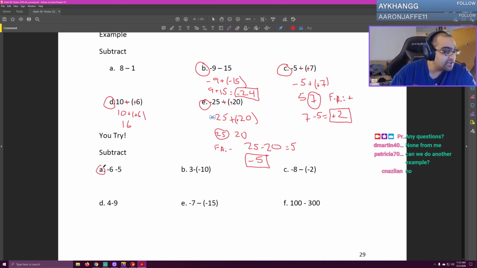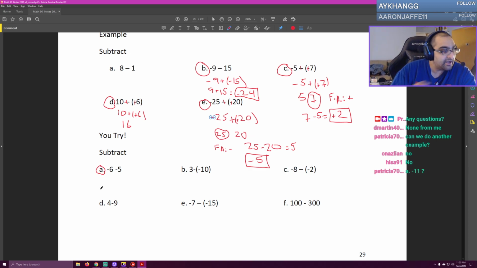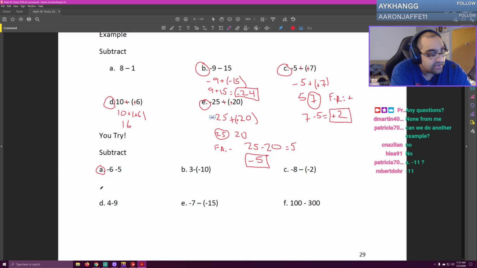All right, so let's have you guys try letter A. Negative 6 minus 5. So you guys tell me, how can I rewrite negative 6 minus 5 in addition? Okay, you get negative 11. I agree that's the answer here, but can you tell me how I can rewrite that in terms of an addition?